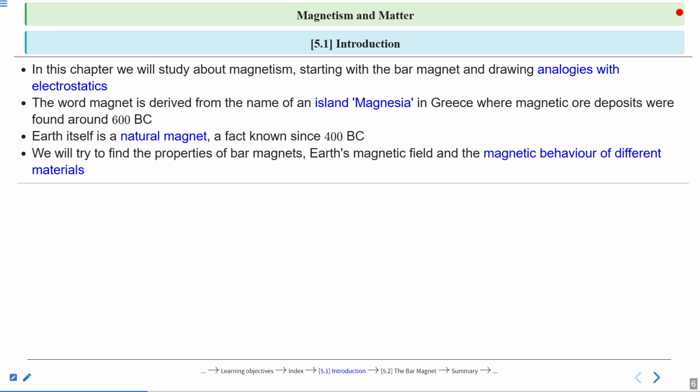So in this chapter we will see the properties of a bar magnet, Earth's magnetic field, and the magnetic behavior of different materials. We will classify materials into diamagnetic, paramagnetic, and ferromagnetic. We will see this in detail.